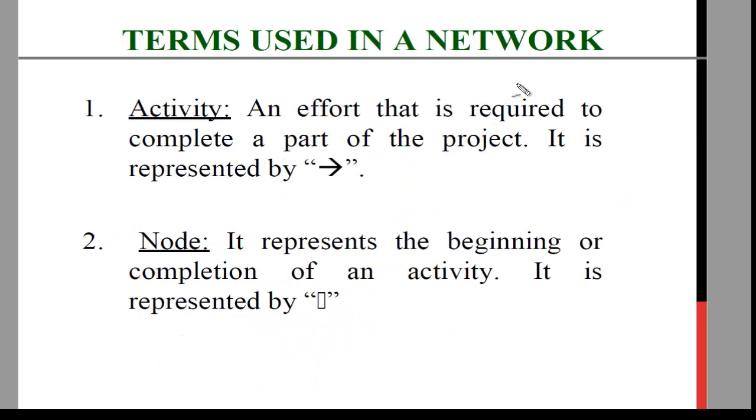So what is an activity? It is an effort that's required to complete a part of the project. It's a part of a step of a project, right? And it is represented by the arrows in our network diagram. And node, it is represented by the circle. It represents the beginning or the completion of an activity.